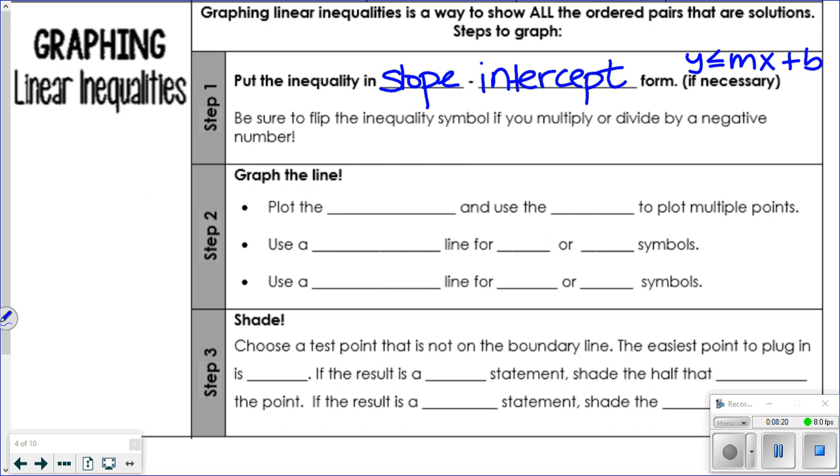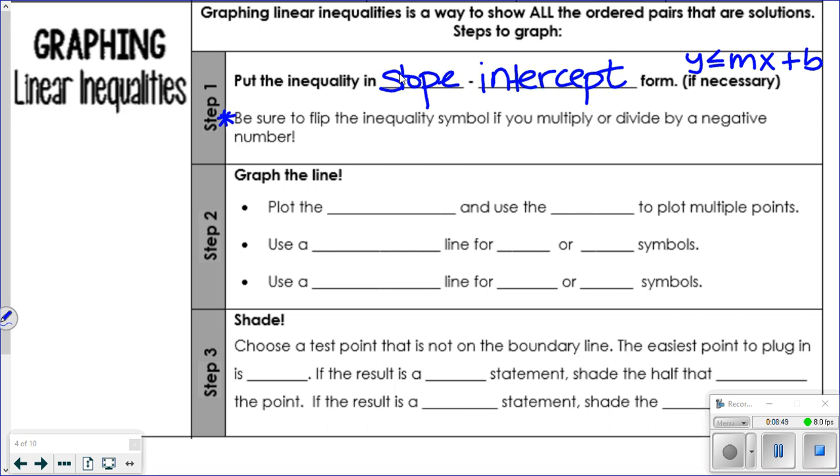As a reminder, just like solving inequalities from first trimester, we need to make sure that we flip our inequality symbol if we're multiplying or dividing by a negative number. So if I multiply or divide by a negative y, I need to flip my sign, or by a -2, or by a -3.